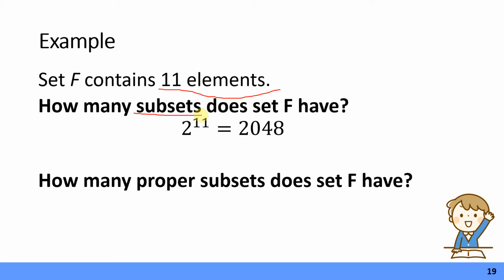But there you go. Imagine 2 to the 11th power. But again, they're not asking you to list them, so don't panic. You just have to find how many. So 2 to the 11 is 2,048. How many proper subsets? You should already know.